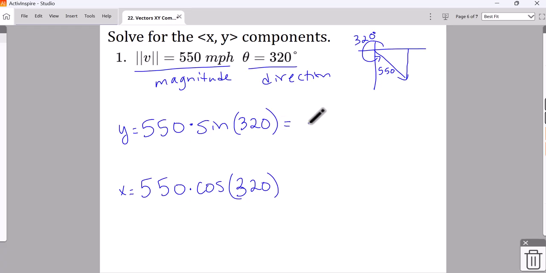And so we end up with negative 353.5. That's my y value. And my x value is 421.3, which makes sense because my x is going in the positive direction, 421.3, and my y value is going in the negative direction, negative 353.5.